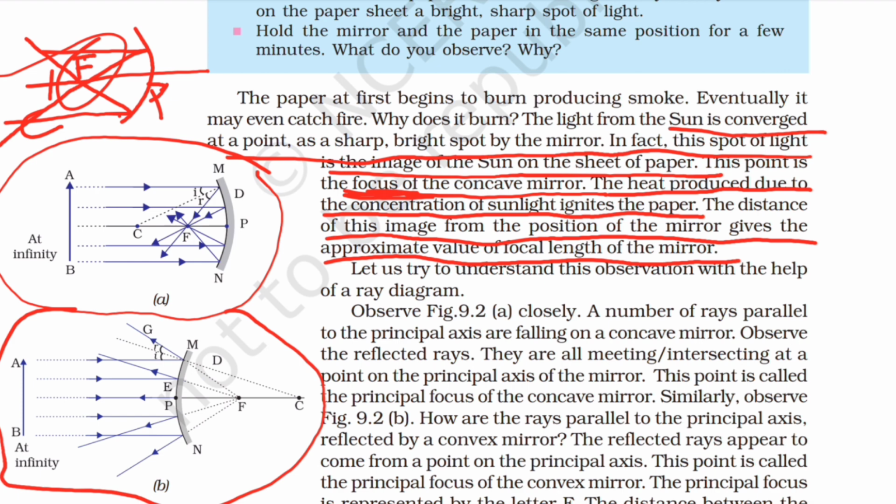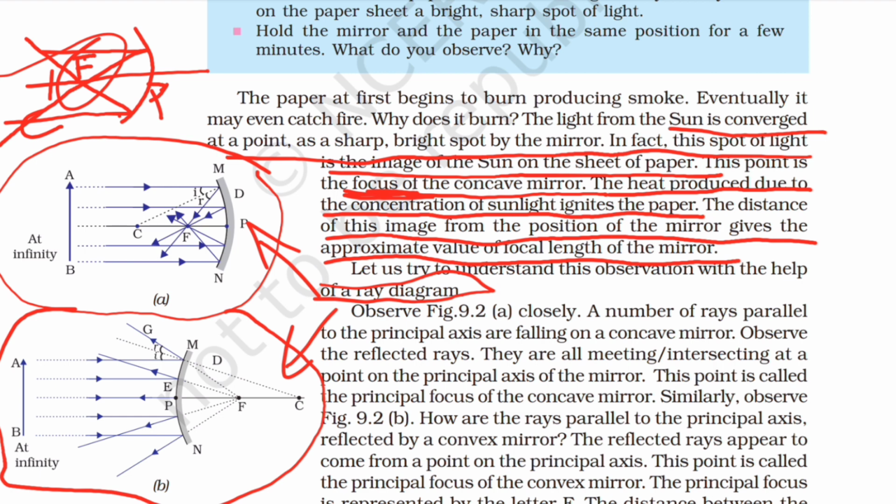Let us try to understand this observation with the help of ray diagrams. Two diagrams are given here. One by one I will explain. First we can go for the theory part, after that I will come to the diagram. Think in your mind about what things are there and what terms are represented. Keep everything in mind. It is a very important concept.